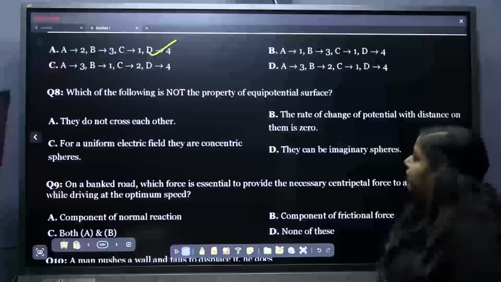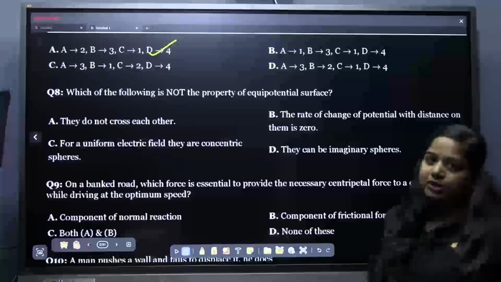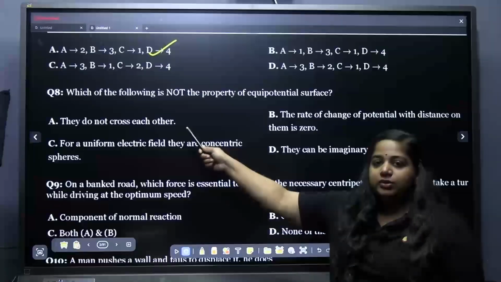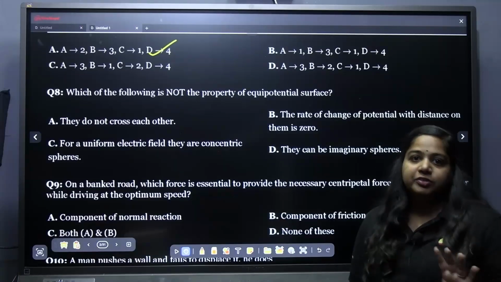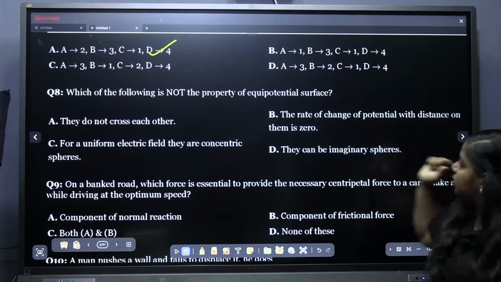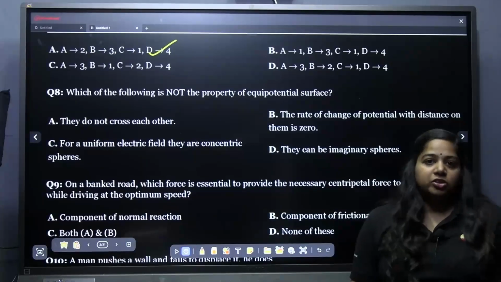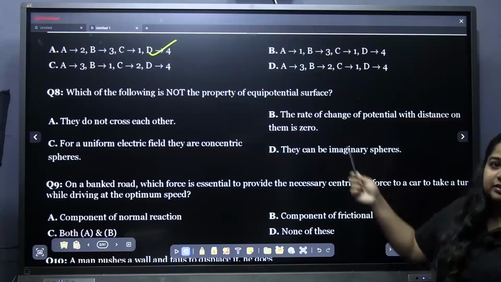Next, question number 8. Which of the following is not a property of an equipotential surface? They do not cross each other. That is true. Equipotential surfaces do not cross each other. Rate of change of potential with distance on them is 0. So if we are moving along them, potential is not changing. So the change of potential is 0.